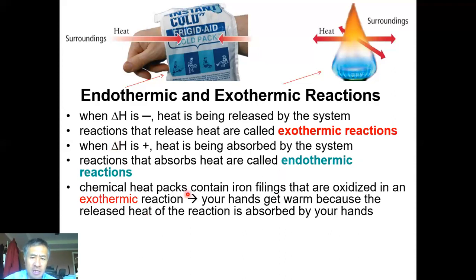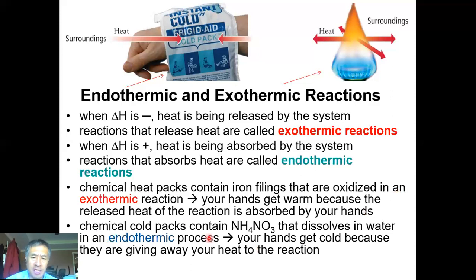Chemical heat packs contain iron filings that are oxidized in an exothermic reaction. Your hand gets warm because the released heat of the reaction is absorbed by your hand. Chemical cool packs contain, for example, ammonium nitrate. Ammonium nitrate is a soluble salt that dissolves in water in an endothermic process. So your hand is getting cold because it is giving away its heat to this reaction.